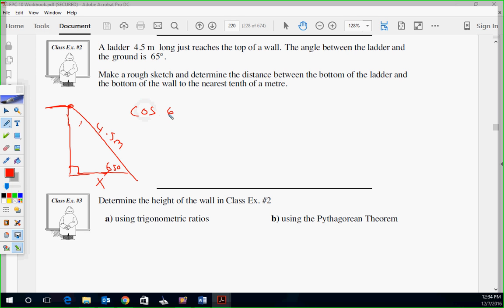Cosine of 65 is equivalent to x over 4.5. That's the ratio. We're going to times 4.5 to both sides, like so. So we just move the 4.5 to the other side of multiplication. What is that calculation?